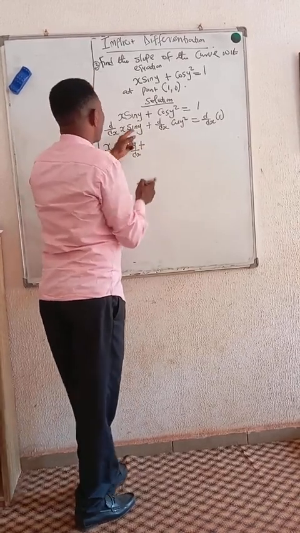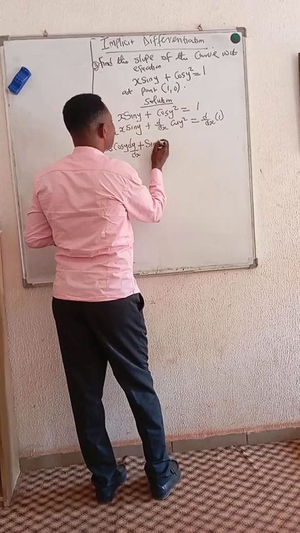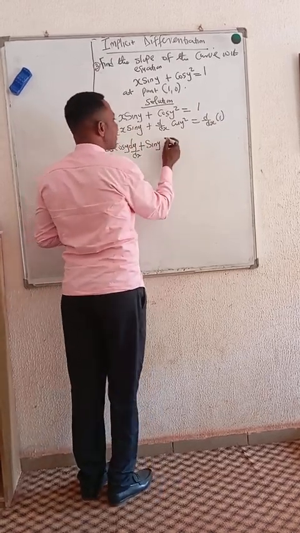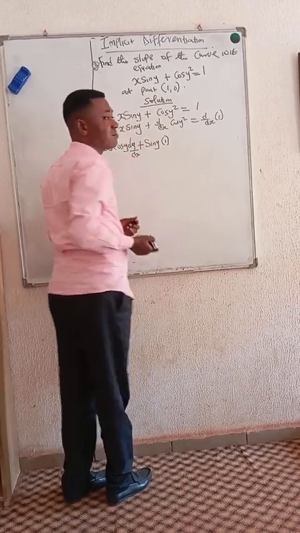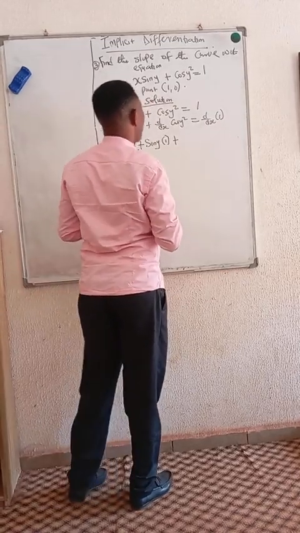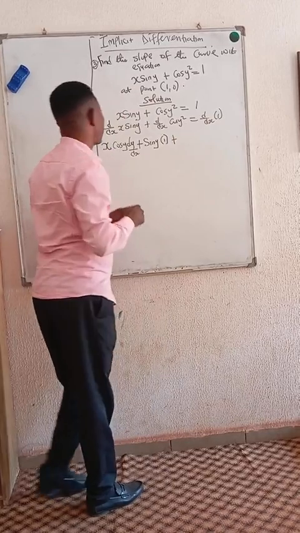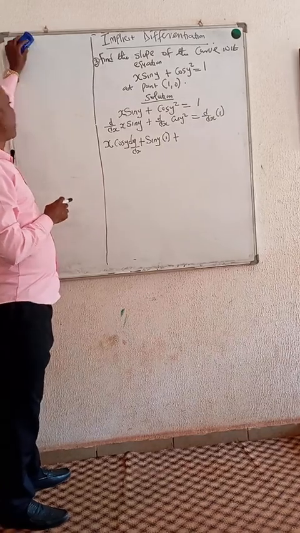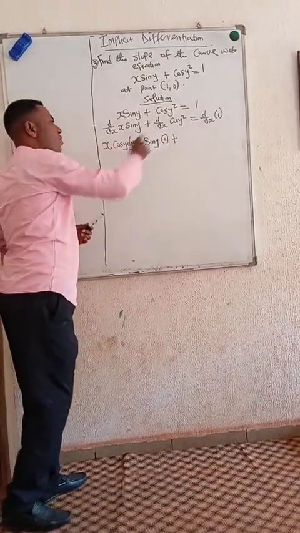Plus, now we keep sin y constant and differentiate x. Differentiating x gives 1. Now, plus, we are going to be differentiating cos y². So let's make use of this side of the board to differentiate cos y².